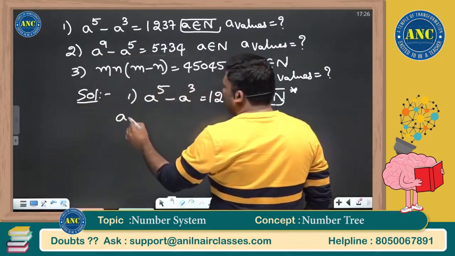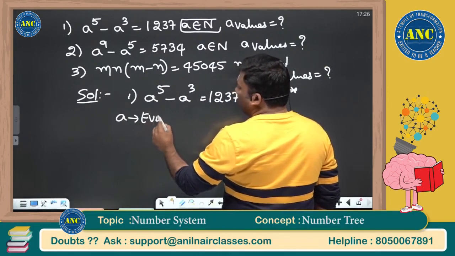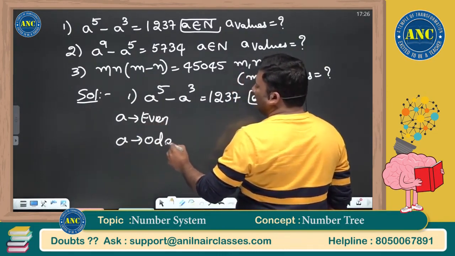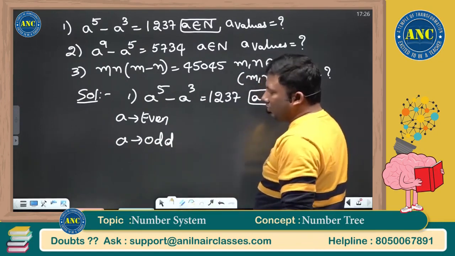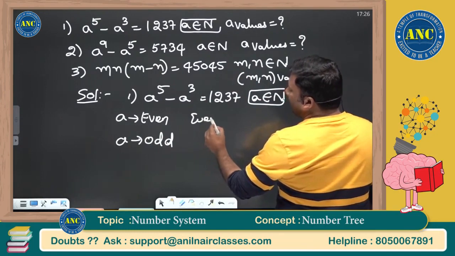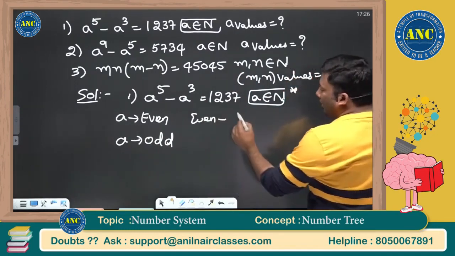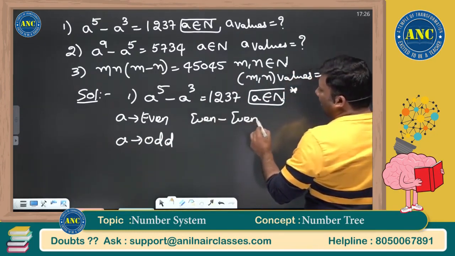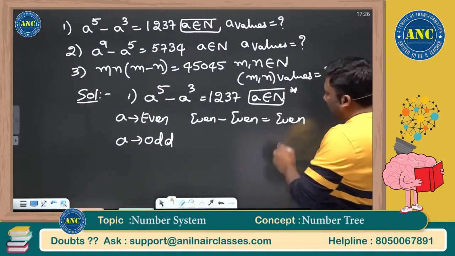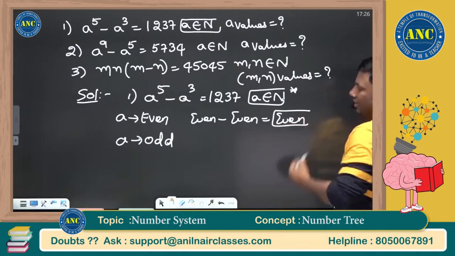A natural number can be either an even number or an odd number. Natural numbers are either divisible by 2 or not divisible by 2. A can be an even number or A can be an odd number. Even power any number is an even number. Even minus even is an even number. So the right hand side should be an even number.